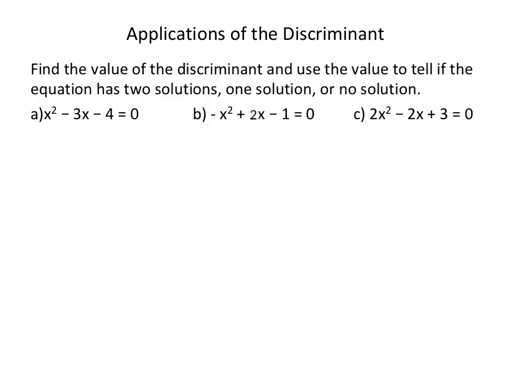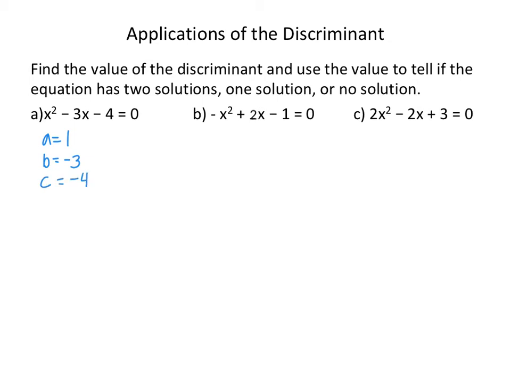So find the value of this discriminant and use the value to tell if the equation has 2 solutions, 1 solution, or no solutions. So looking at this first one, it's x squared minus 3x minus 4. It's in standard form, it's equal to 0, right? So what I'm going to do first is identify my a, b, and c. Since there's nothing in front of x squared, it's understood to be 1. B is equal to negative 3. C is equal to negative 4.